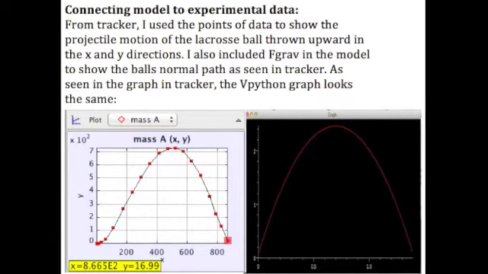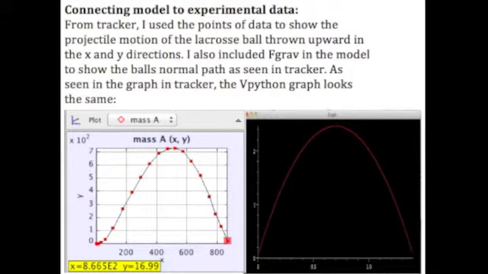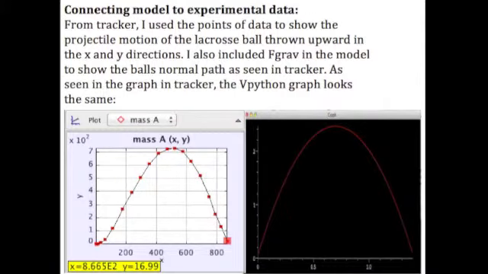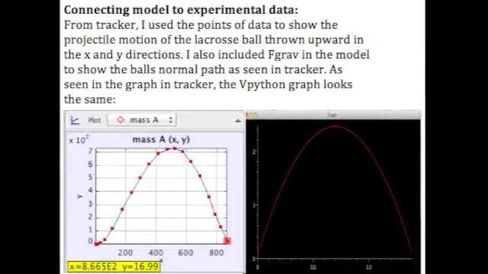As seen in the graph in tracker, the VPython graph looks the same. The two graphs are shown below. As you can see, both have the curving of projectile motion and look to be the same.